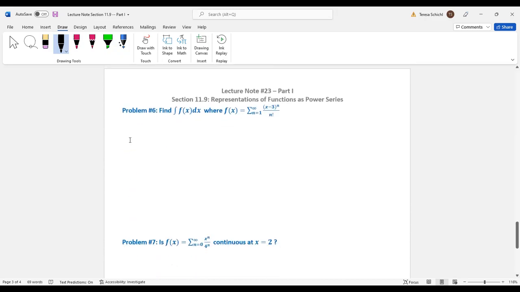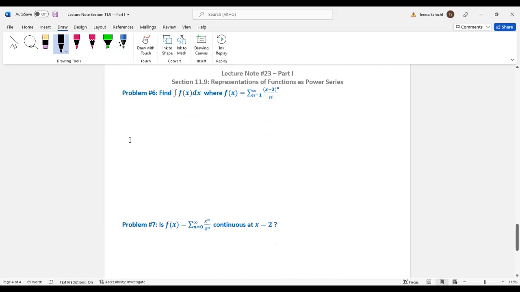Okay, so now let's take a look at problem number 6 here. They said f of x, and I want to find the integration. So this is the same thing. So the integral of f of x dx will just be, you integrate inside the summation sign. So it's n from 1 to infinity. So I have n factorial, and then here this is n plus 1, and x minus 3 to the n plus 1, plus c here.